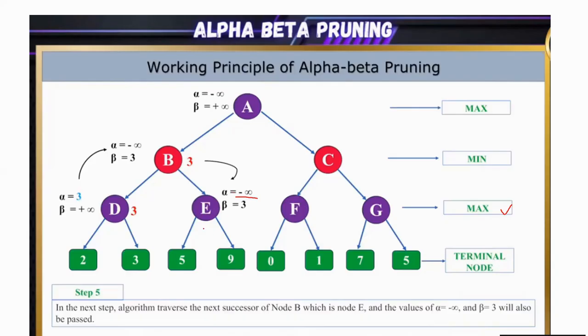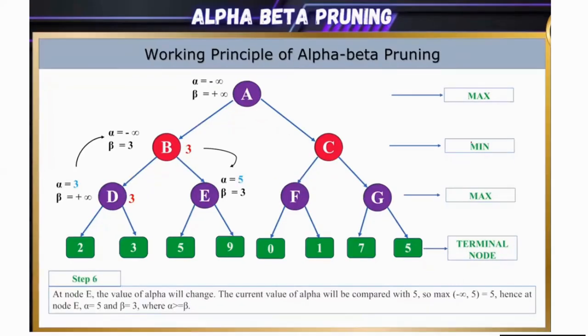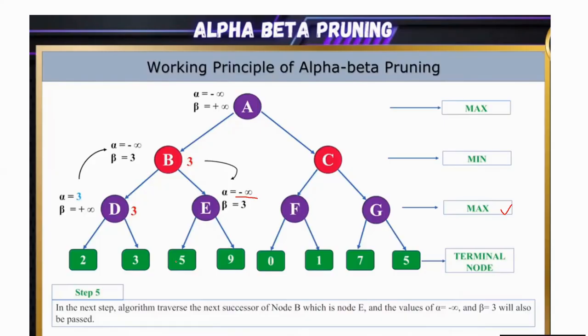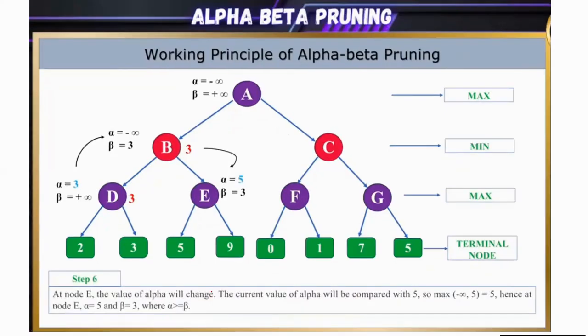I have to compare always right side. So alpha minus infinity and 5 I have to compare. And comparing this minus infinity and 5, I want to find out the maximum. So in this step you see, I am comparing the minus infinity and 5. So what is the maximum? 5. So now alpha value equal to 5, beta equal to 3.